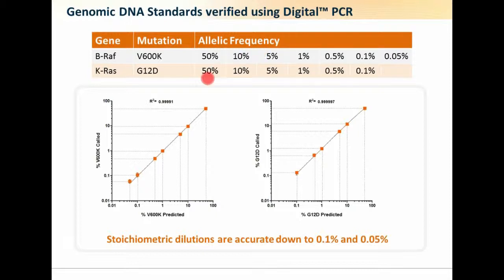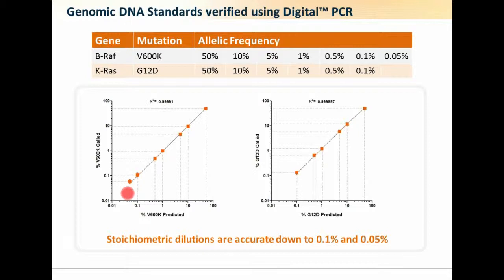What you're looking at on the left graph is, along the x-axis, the allelic frequency that's predicted or expected by the dilutions we've made, and on the y-axis, the V600K that the digital PCR called and read from the system. And what you see is a very, very tight linear regression, where the 50% is called at 50%, all the way down to 0.05% called at 0.05%.